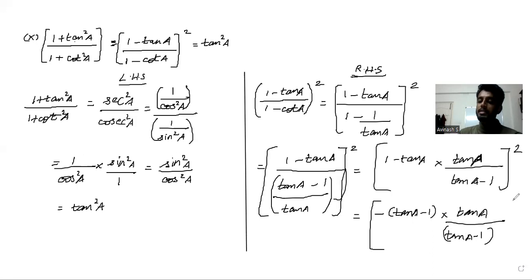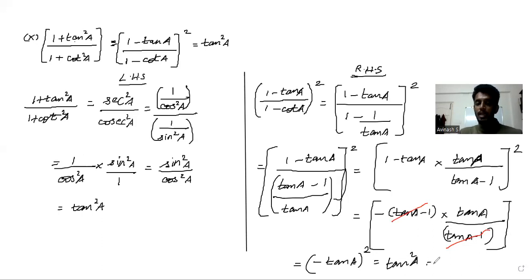Now this tan A minus 1 and this tan A minus 1 will get cancelled. In order to cancel them, I reversed the terms in the numerator. Now what you get is minus tan A the whole square at the end after all the cancellation. Minus gets squared and you get plus, and tan A the whole square is tan square A, which is also the left hand side. So this is what is expected out of question number 10.